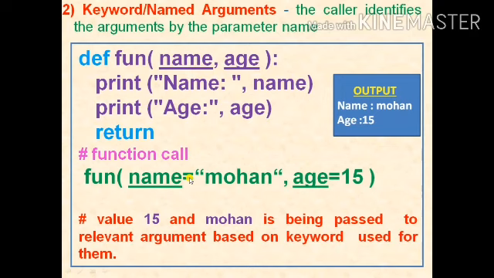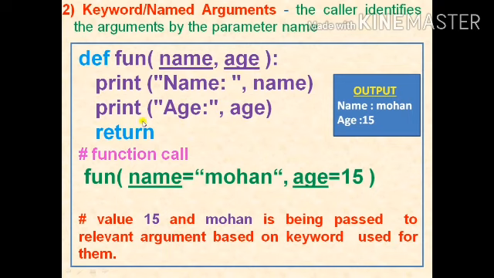So we can write like this: name is equal to whatever value you want to give, and age is equal to whatever value you want to give, and just execute the program. You will get the output like this: name is equal to Mohan, age is equal to 15. Means the keywords, whatever parameters we have defined in a function, can also be directly assigned a value which is passed to the relevant parameters.